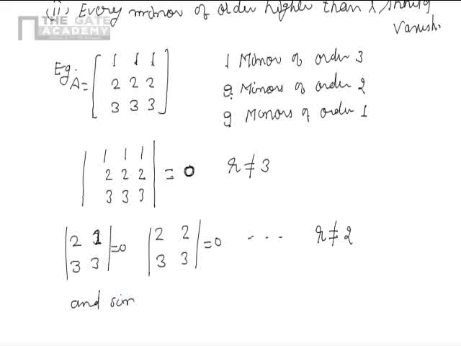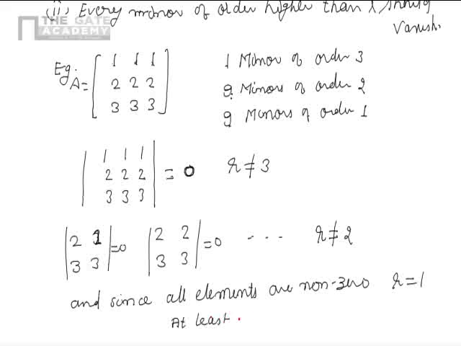since all elements are non-zero, so I can write rank is equal to 1. In this case, all the elements are non-zero, but I need at least one element to be non-zero. Then also the rank will be equal to 1. So with this example, we can see the rank of the given matrix will be equal to 1.